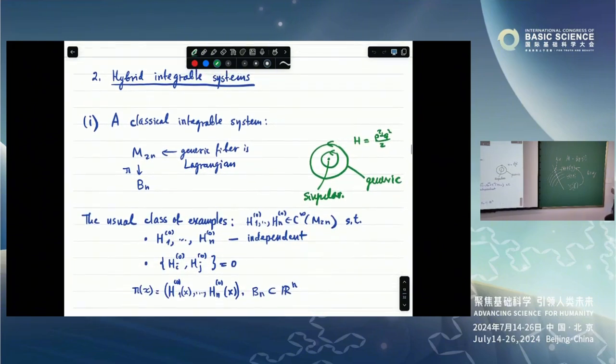So now, hybrid integrable systems. I'm postponing the relation to deformation quantization. You will see that everything I say is very natural. So what is a hybrid integrable system? A classical integrable system is just a Lagrangian fibration, meaning that the generic fiber is Lagrangian. A typical example is the harmonic oscillator: the generic fiber is a circle, and the singular fiber is the origin.